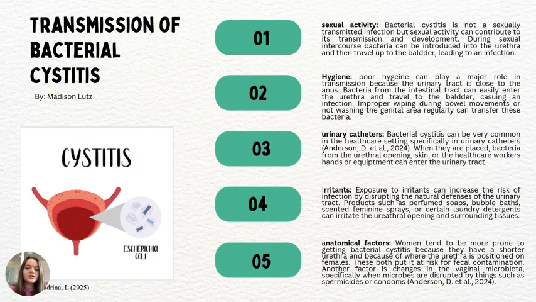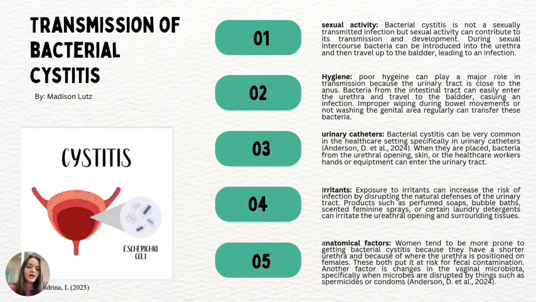Second is hygiene. Poor hygiene can play a major role in transmission because the urinary tract is close to the anus. Bacteria from the intestinal tract can easily enter the urethra and travel to the bladder, causing an infection. Improper wiping during bowel movements or not washing the genital area regularly can transfer these bacteria.